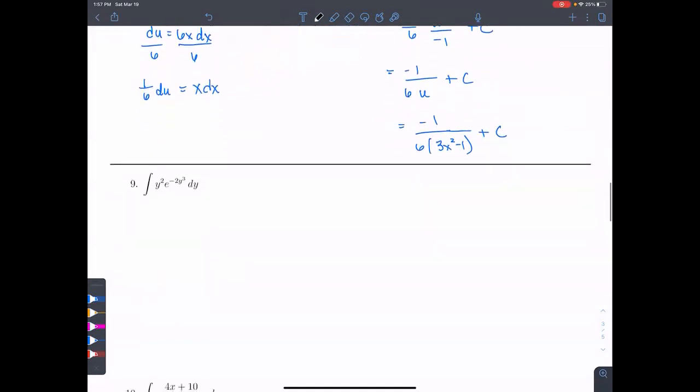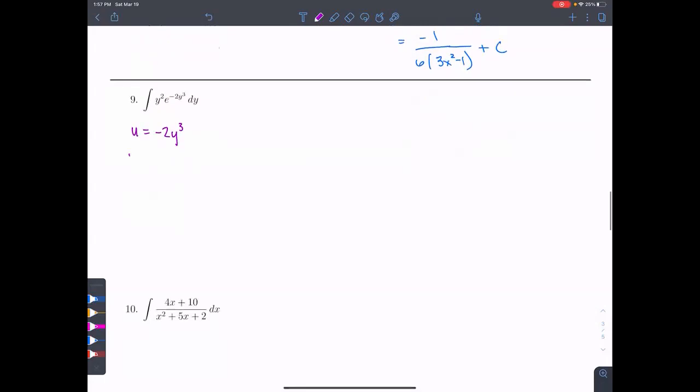Okay. Looking at this one, the inside function, I hope that this is making sense. It's hard to teach this without looking at your faces. The inside function u here is negative 2y cubed. So du would be exponent down front, so negative 6y squared. Exponent down front, decrease it by 1, and then dy.